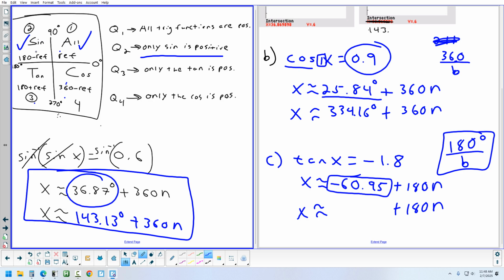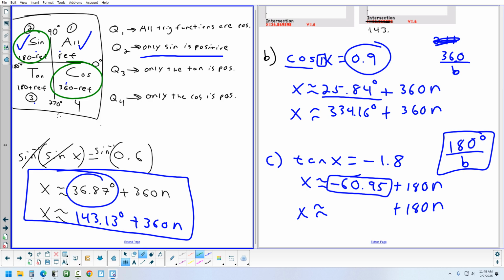Okay, what trig function do we have? Tangent, and we're looking for where it is negative. Where is tangent negative? 2 or 4. Tangent is negative here, and it's negative there. Where's negative 60 degrees? Which quadrant? It's a 2.